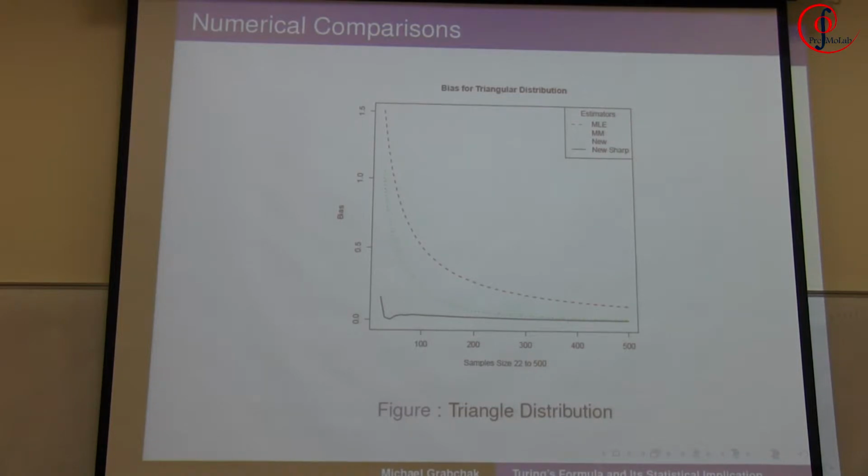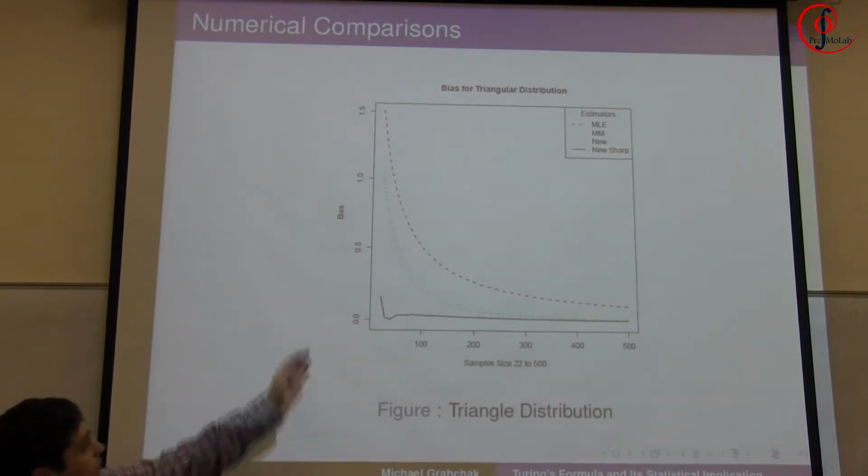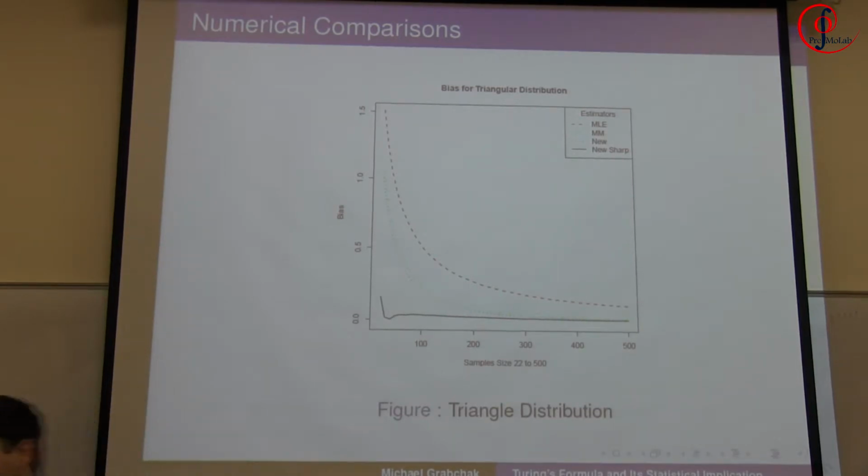We've also looked at other modifications like a jackknife modification, which also improves things quite a bit, but I'm not presenting that here. Mainly here, I just want to show that even without bias correction, the estimator is quite good.